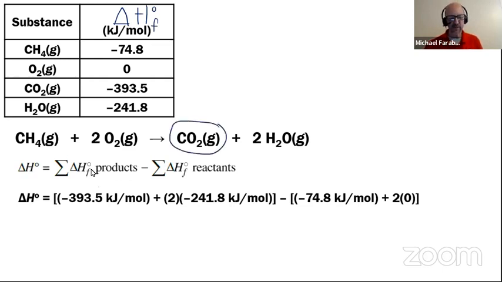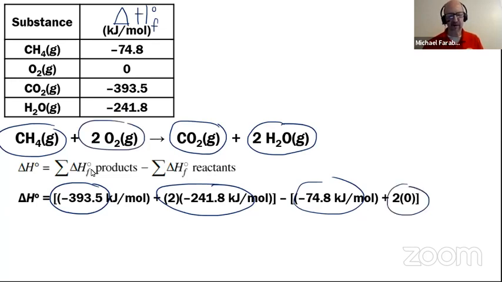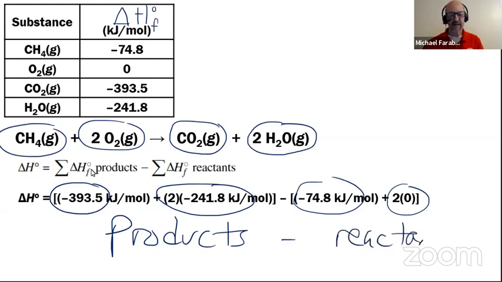So CO2 is right there. There are 2 moles of water vapor, so I've got that. And then minus the reactants, I have the CH4, which is right here. And since oxygen happens to be by definition an element, which is 0, then I really just have 2 times 0 over here. So that's products minus reactants. Again, this is not about bonds broken minus bonds formed. This is about the delta H of formation for the products minus the delta H of formation for the reactants.